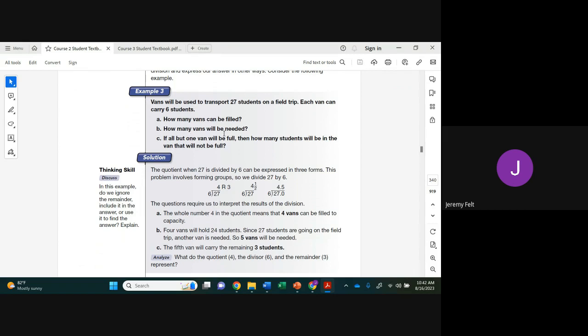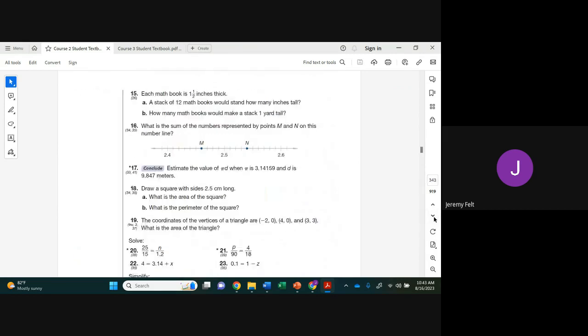If all but 1 van will be filled, then how many students will be in the van that will not be full? Well, the remainder, as we said, was 3. So those are 3 students that are going to be in the 5th van. Okay. Practice set we'll go over when we return.